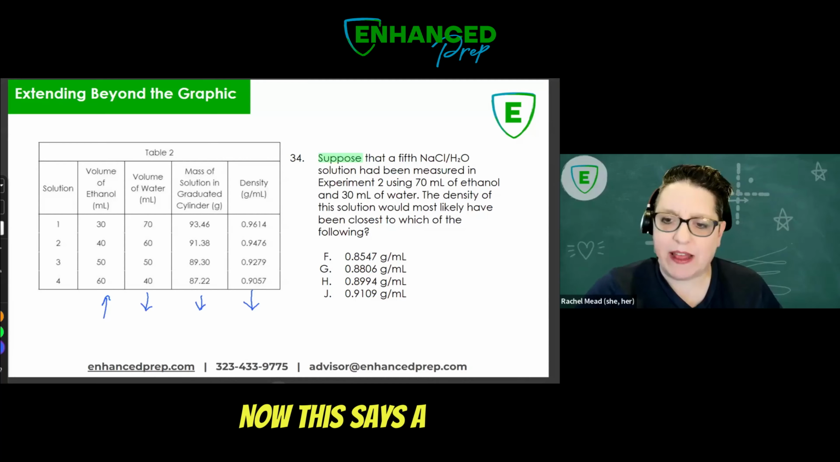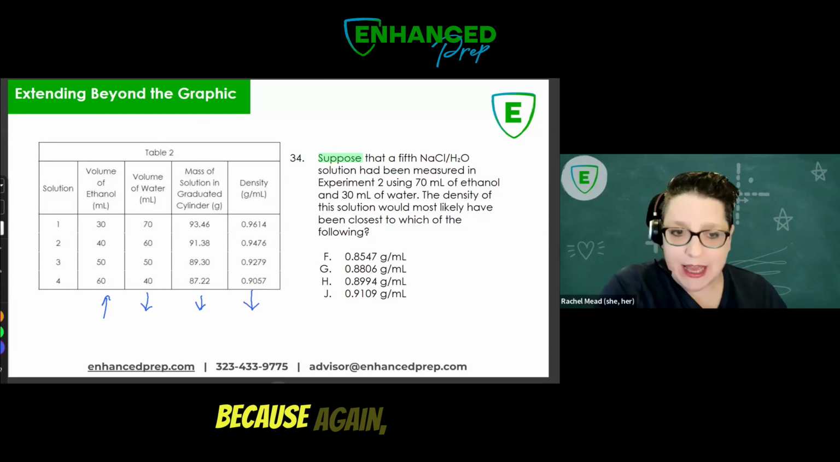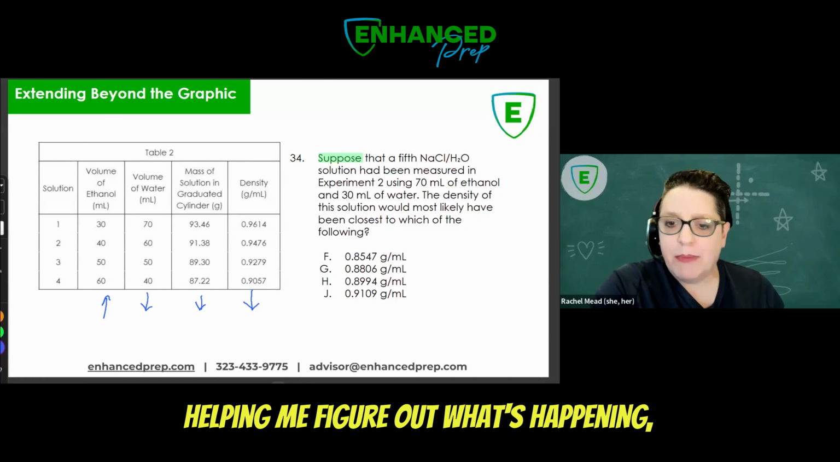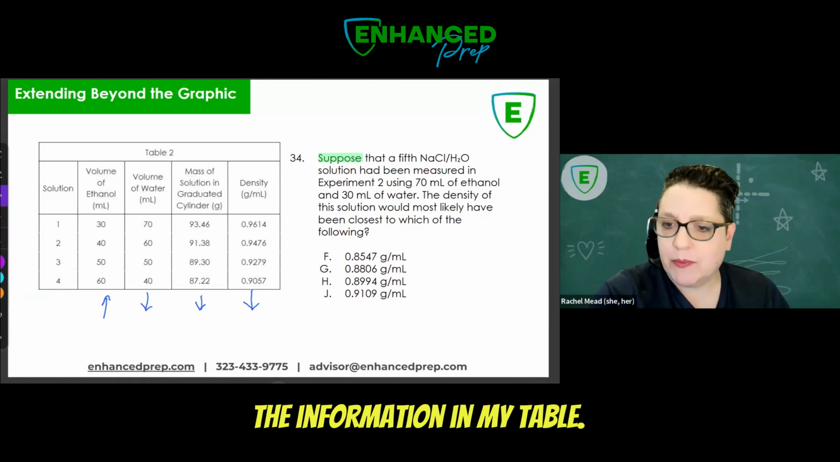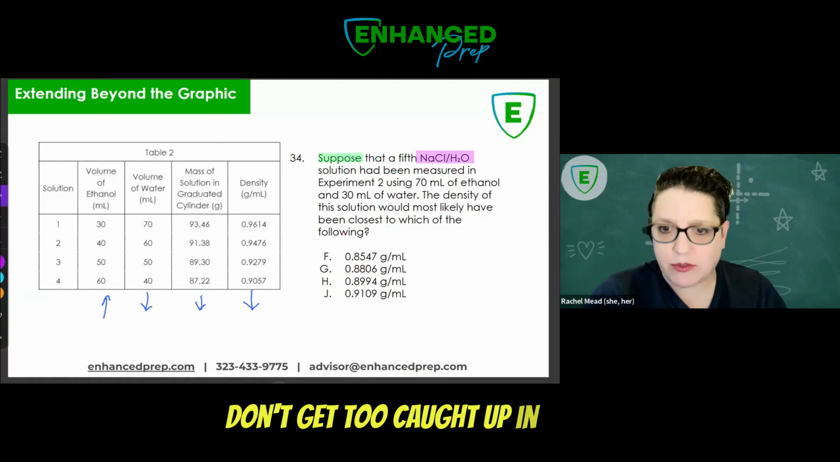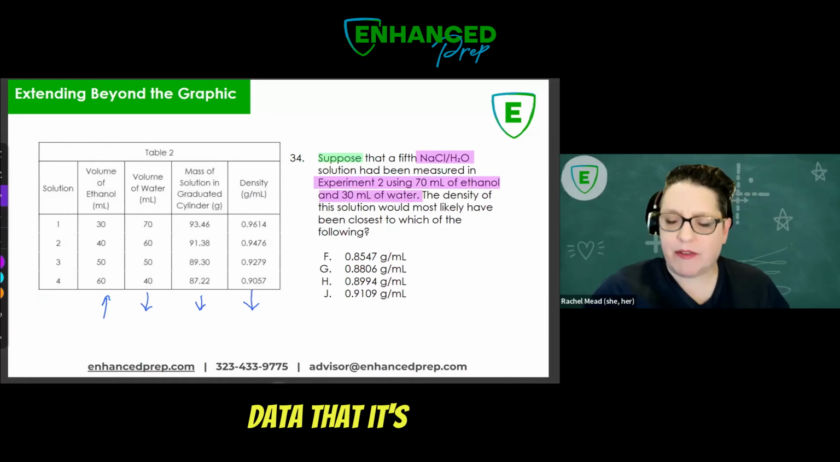Now, this says a fifth NaCl. I don't need to know about any of that because, again, it doesn't relate to helping me figure out what's happening, but it does tell me again that I'm using the information in my table. I don't care that this isn't stated directly. Don't get too caught up in those details. But I do need to pay attention to the data that it's giving me here.